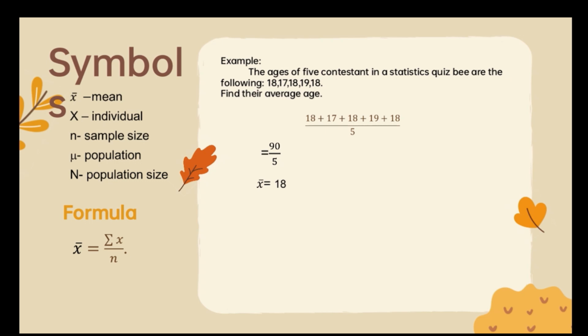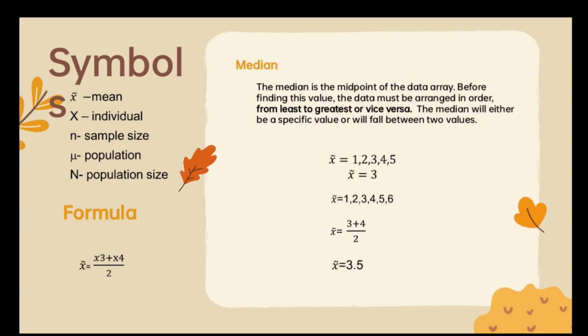We will proceed now to the median. So what is the median? The median is the midpoint of the data array. Before finding this value, the data must be arranged in order from least to greatest or vice versa. The median will either be a specific value or will fall between two values. The median is the middle value when the data is arranged in ascending or descending order. If there is an even number of data points, the median is the average of the two middle values. It is not affected by extreme outliers, making it a robust measure of central tendency.